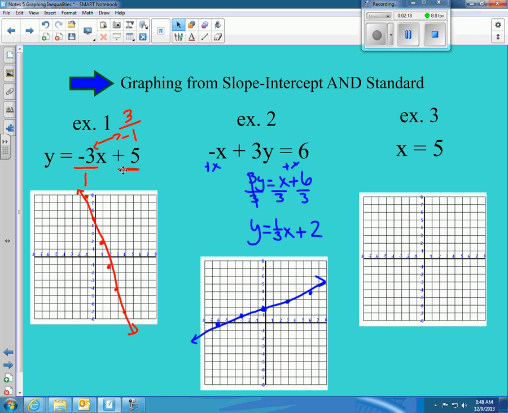All right, let's look at our last one. Our last one says x equals 5. Well, there is no y term in there, so that means that our line is never going to touch the y-axis. The only way it's never going to touch the y-axis is if it's a vertical line. So our point is over at when x equals 5, and then we have a vertical line that runs through and never touches the y-axis.